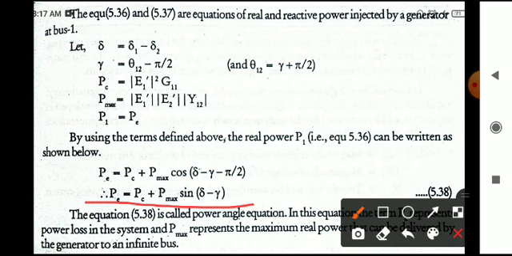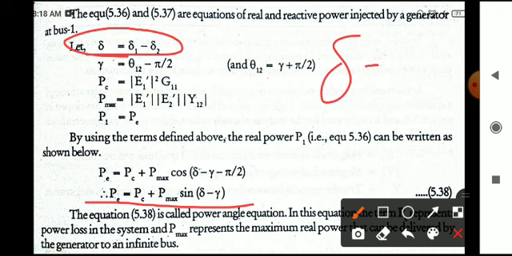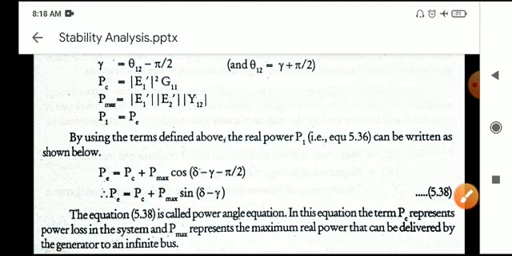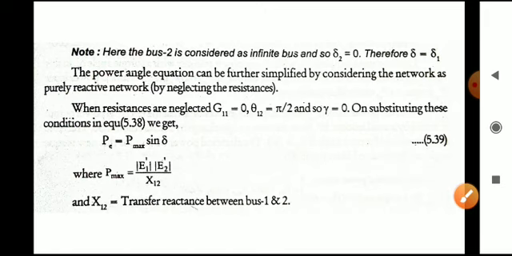So in that condition, delta equal to delta 1 minus delta 2 becomes delta equal to delta 1 only. That is what is being said in this slide.